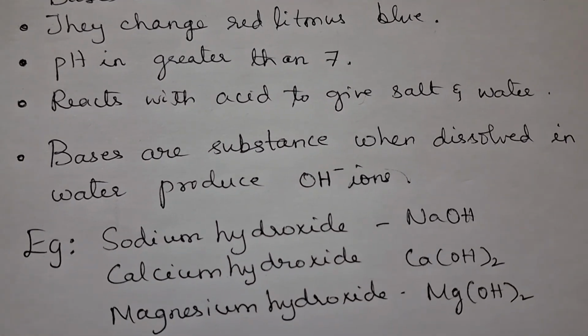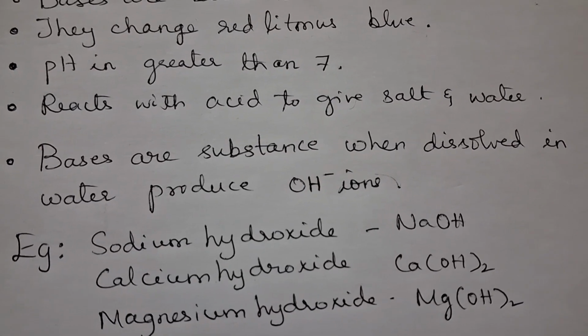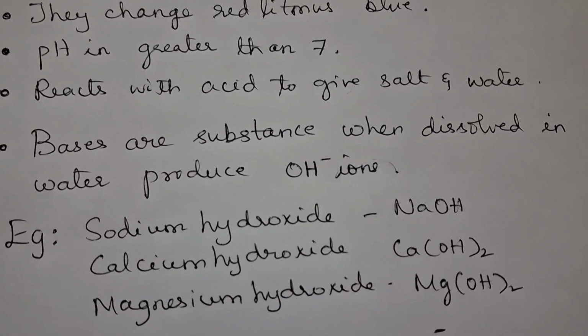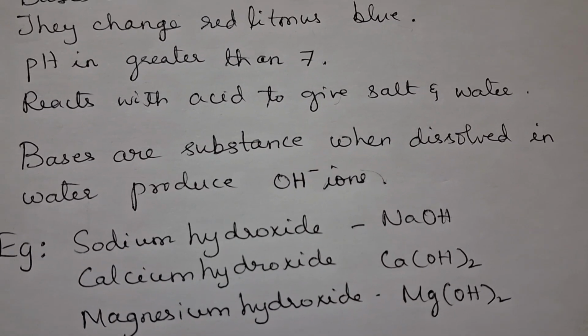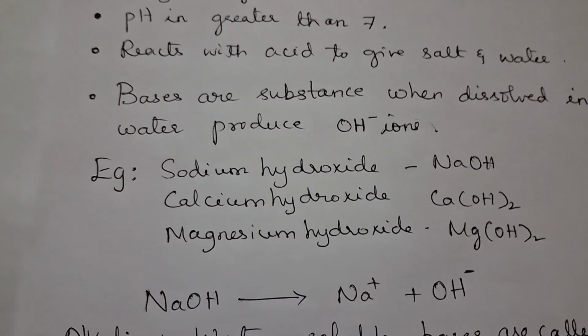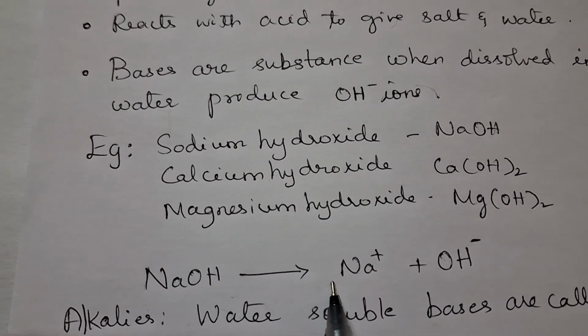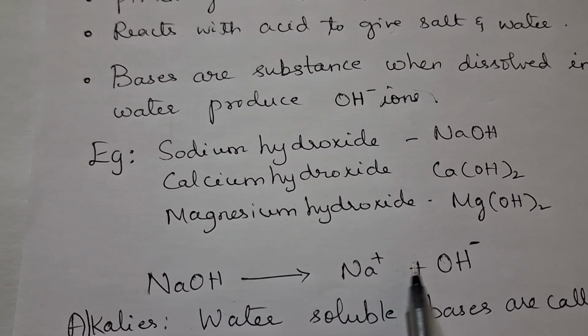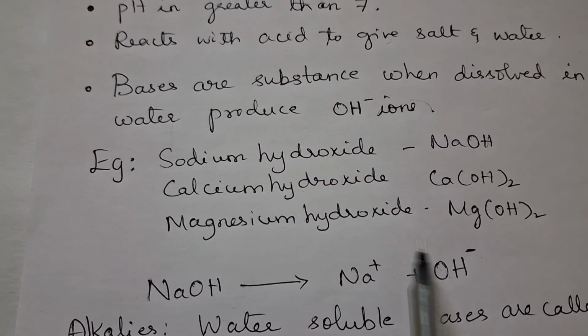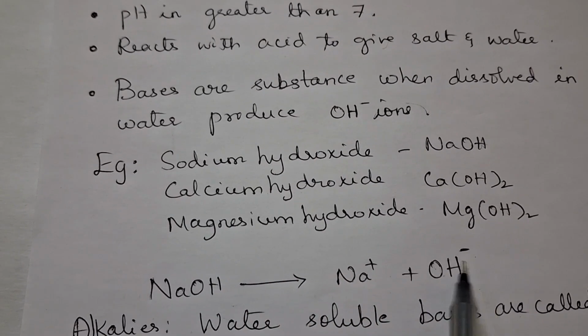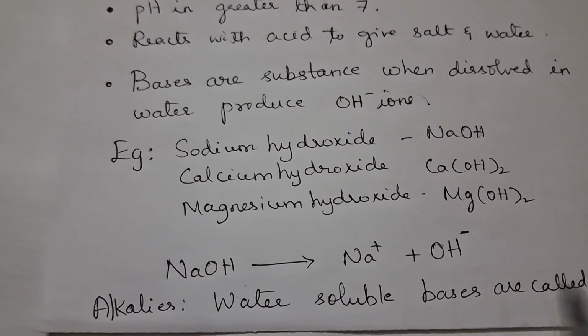What are the examples? Sodium hydroxide NaOH, calcium hydroxide Ca(OH)2, magnesium hydroxide Mg(OH)2. Sodium hydroxide, when you dissolve it in water, gives Na plus and OH minus ions. So bases give OH minus ions, whereas acids give H plus ions.